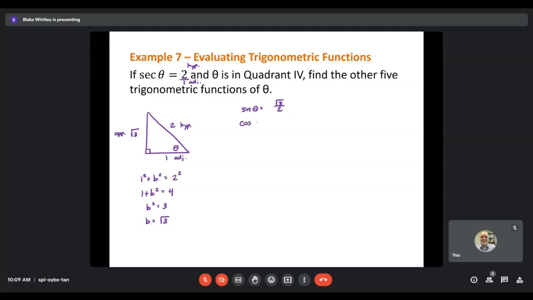Cosine of theta should be adjacent over hypotenuse, which is going to be 1 over 2. And that makes sense because it's the reciprocal of secant, which we already knew is 2 over 1. Tangent should be opposite over adjacent. So square root of 3 over 1, or just square root of 3.